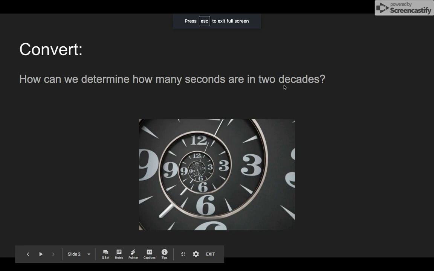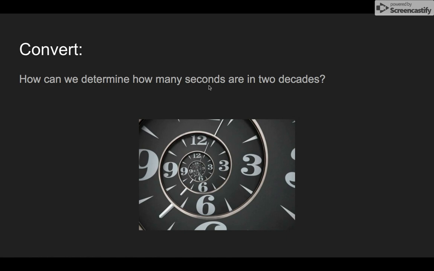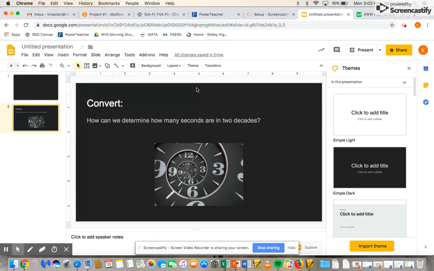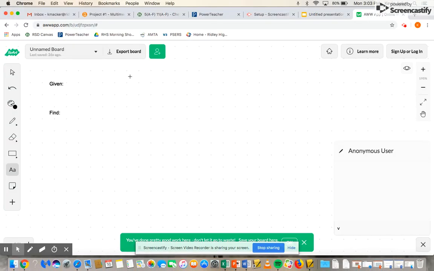All right, so the problem we're approached with today is how can we determine how many seconds are in 2 decades? So there's two things we need to focus on first before we can even attempt to solve this problem. So the first thing you want to do is list what you're given.